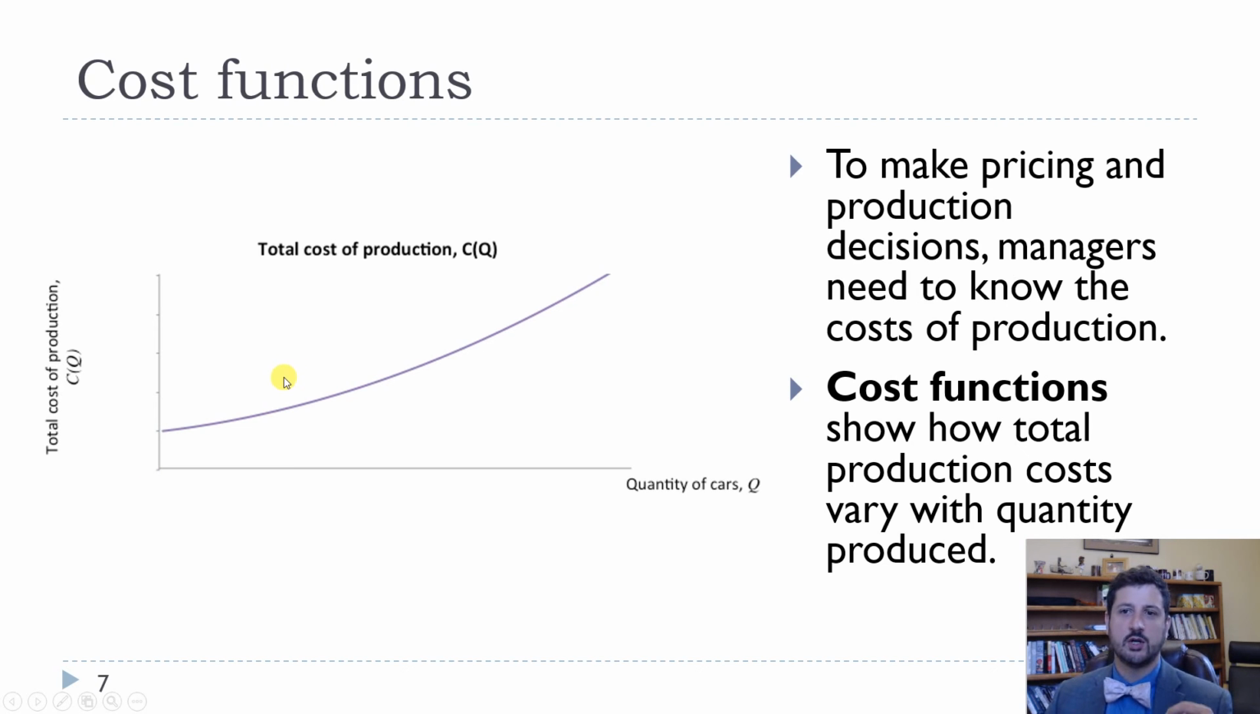Our total cost function is something that most firms will have an idea about, right? They might not know it exactly, but they'll have an idea of, okay, if we produce this much, it's going to cost us that much. If we produce this much, it's going to cost us that much. The total cost function is going to be very important, because profit is obviously revenue, however much they sell, minus costs.